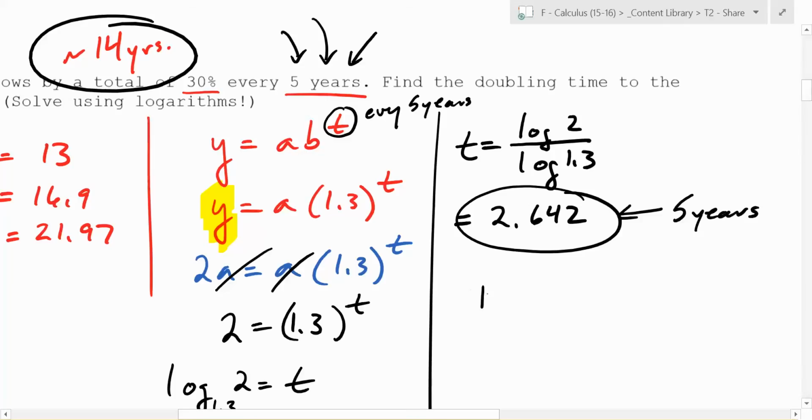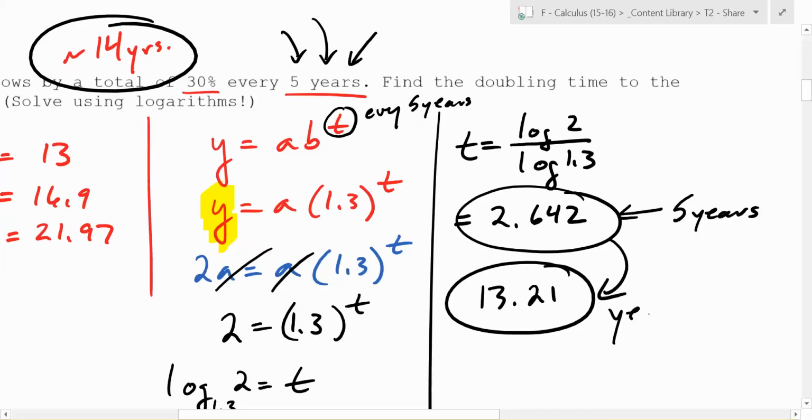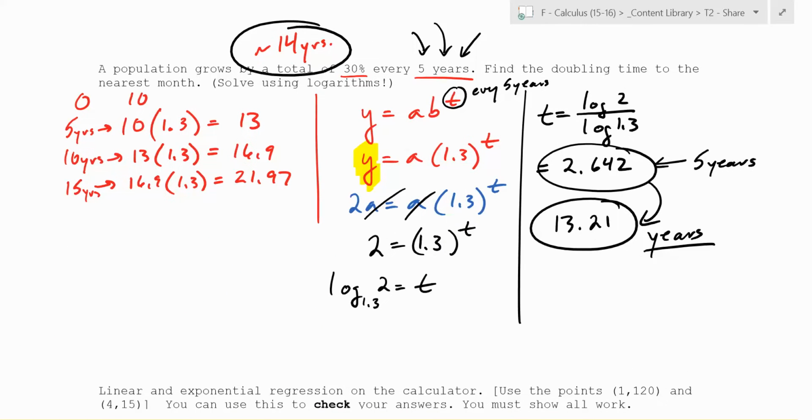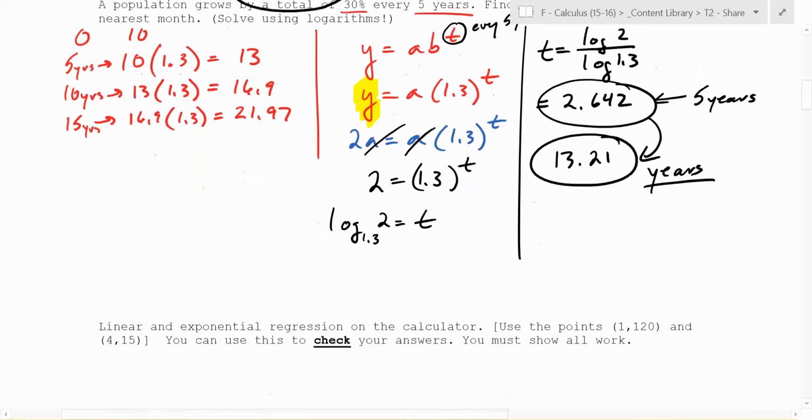13.2. 13 point what? Exactly 13.2? 13.21. Yeah. Is that better? Yes. So what's the doubling time? 13.21. So that's another reason why I like doing the estimates at the beginning, just to make sure you're about where you should be. We thought it was about 14. Does that match what our estimate was? Yes. It's close.